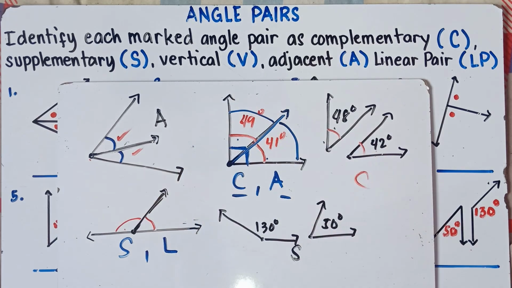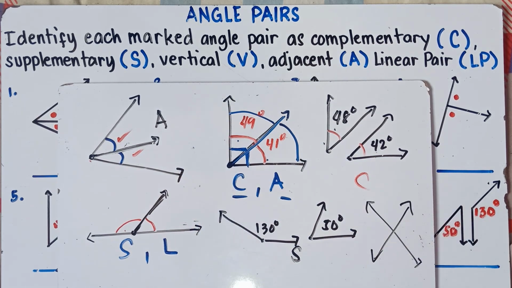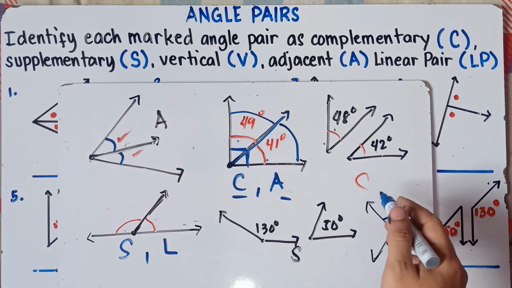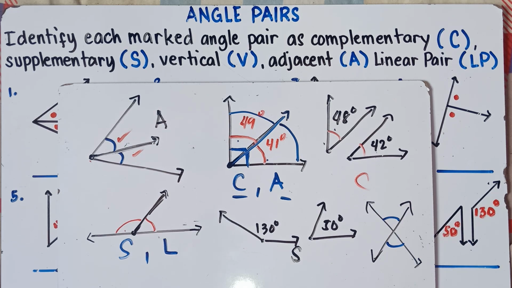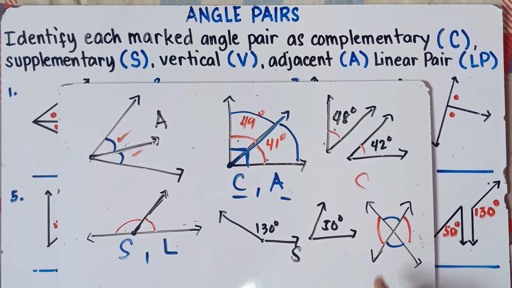So, last one, vertical angles. Vertical angles are two angles that are opposite to each other. So, this angle right here and this angle, this is what we call vertical angles. Opposite to each other, class, we call that one vertical angles. And this angle right here is opposite to this angle. These two angles are vertical angles.